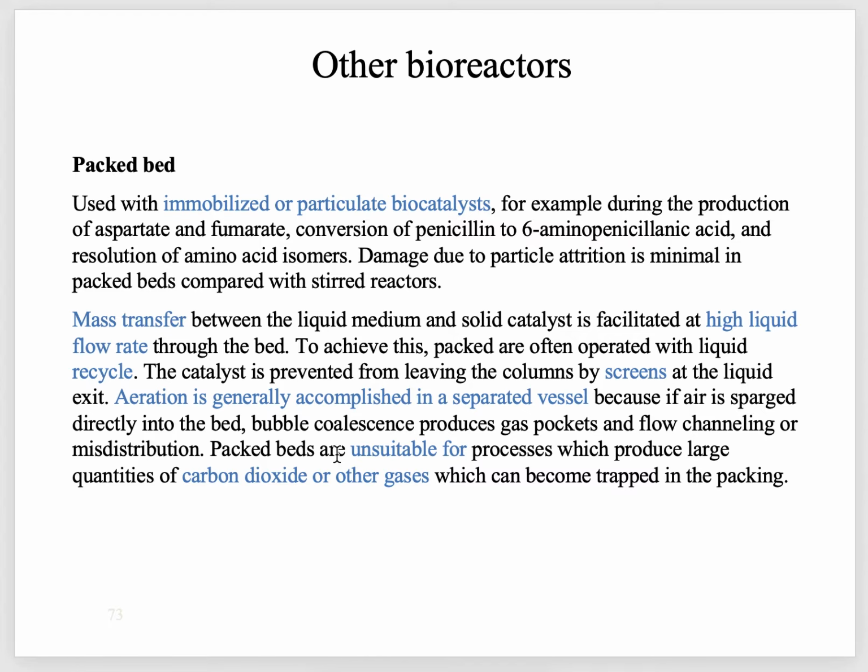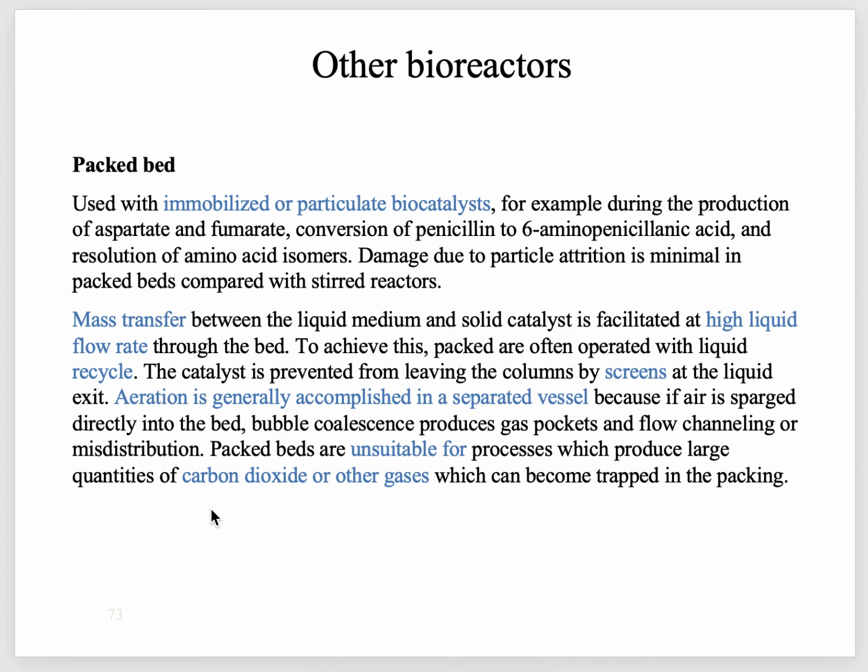For example, bubble coalescence can occur, and bubble coalescence will produce gas pockets in the immobilized catalyst. If gas pockets are formed, mass transfer will be hampered. In addition, channeling or misdistribution also can occur if we directly sparge the air into the bioreactor.